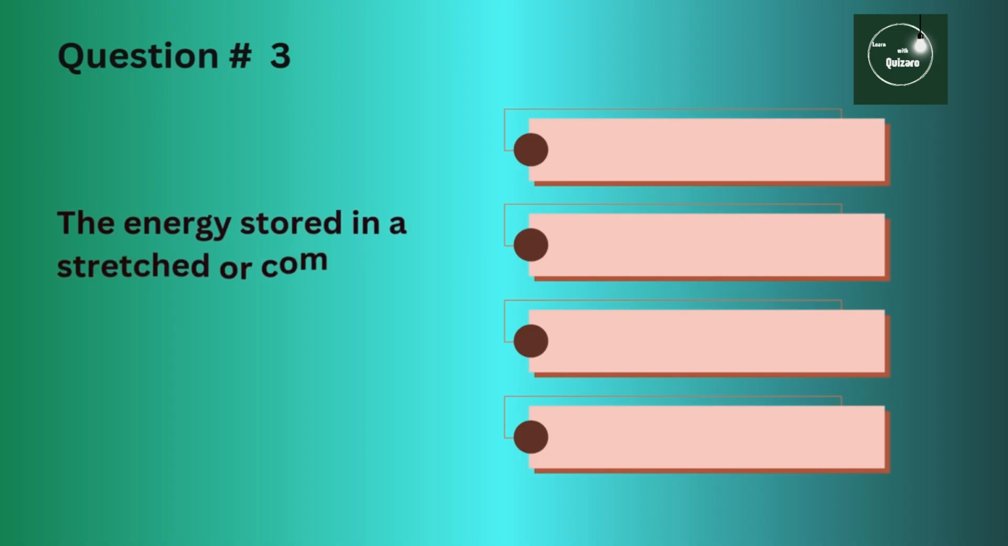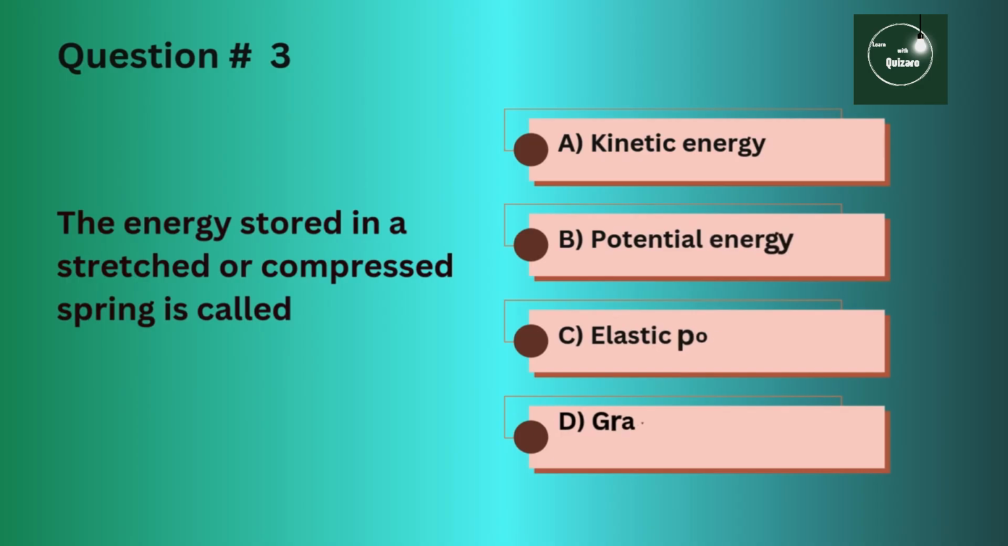Question number 3. The energy stored in a stretched or compressed spring is called A. Kinetic energy. B. Potential energy. C. Elastic potential energy. D. Gravitational potential energy.